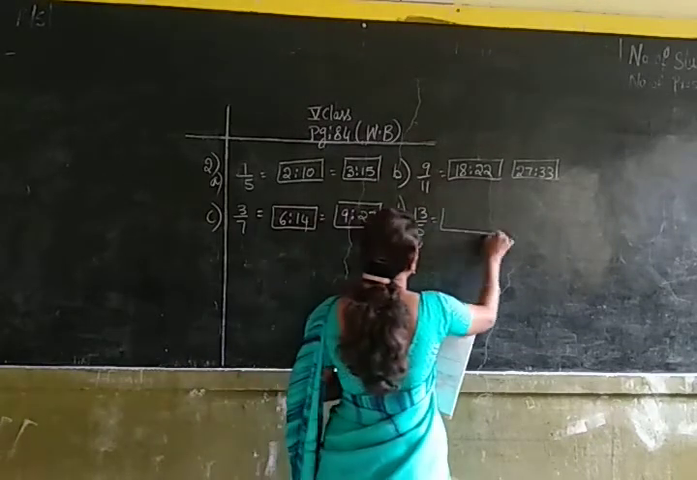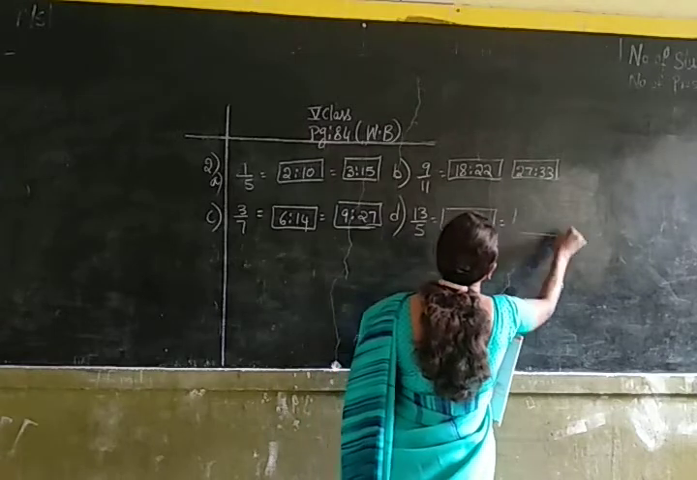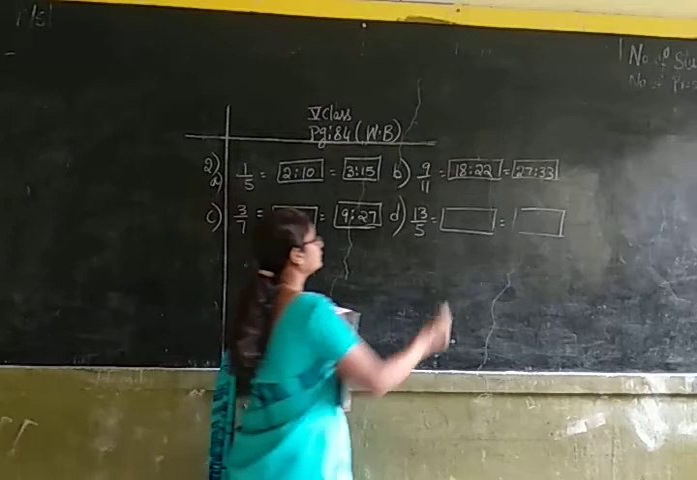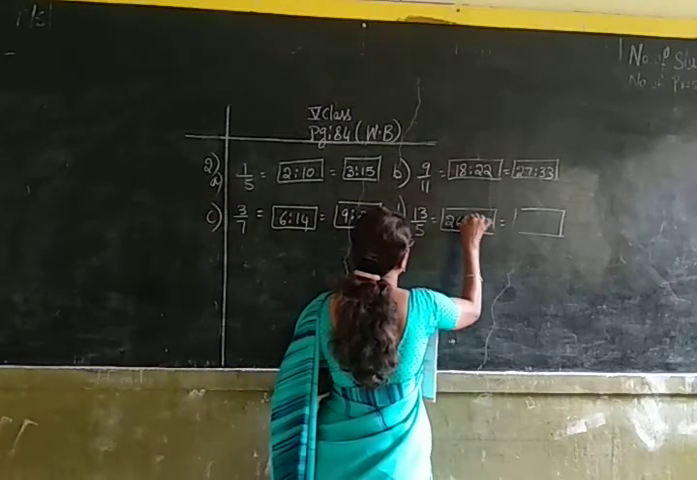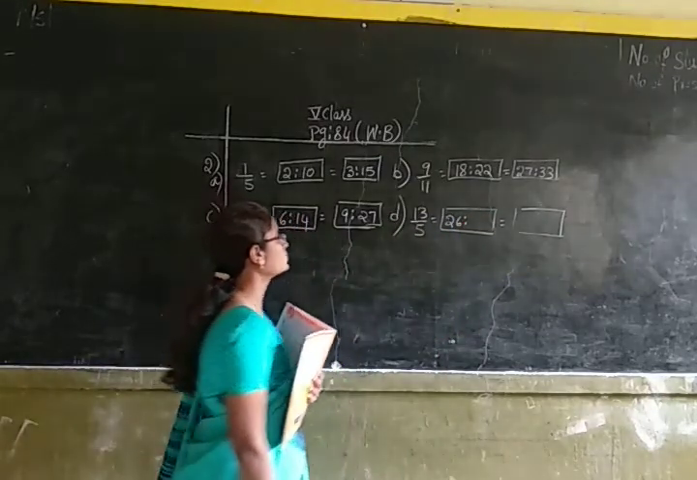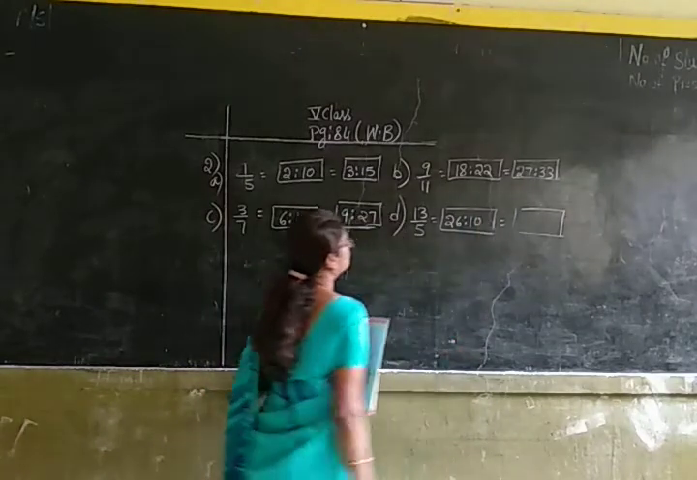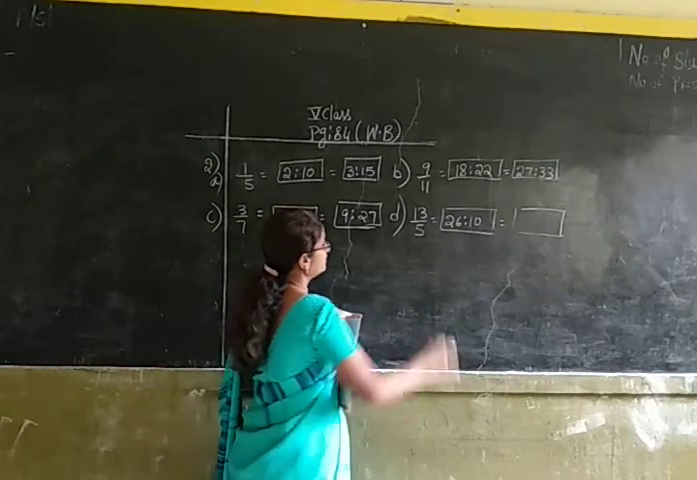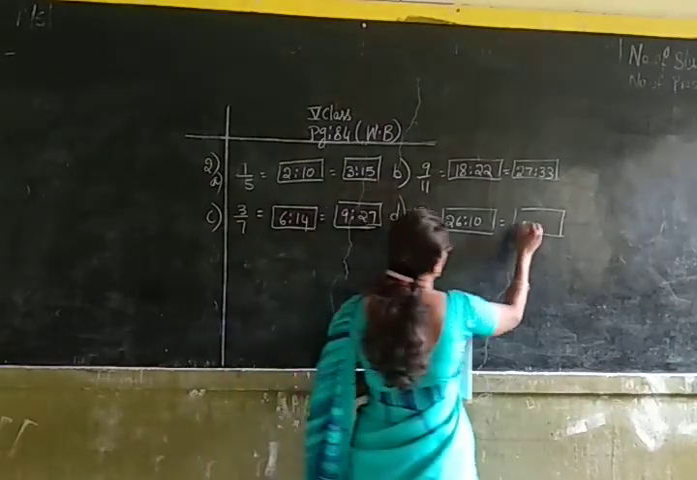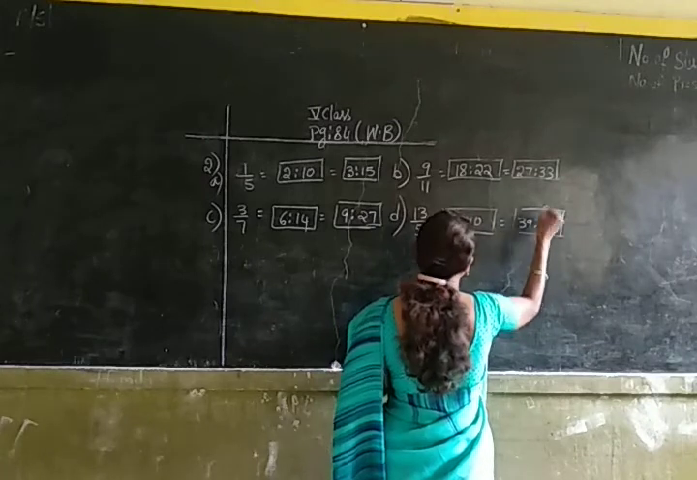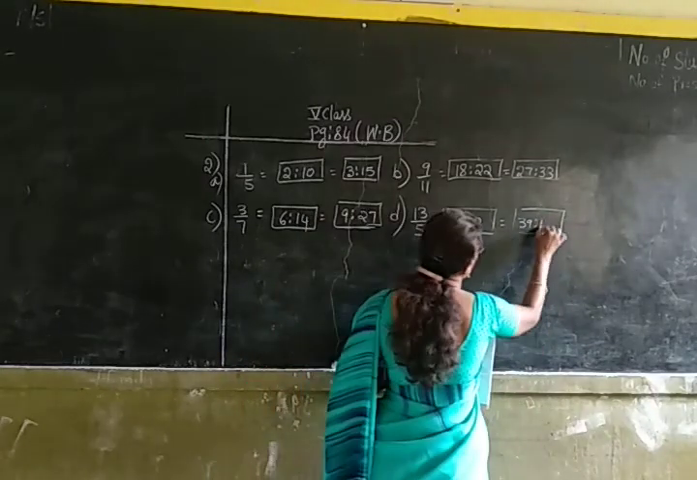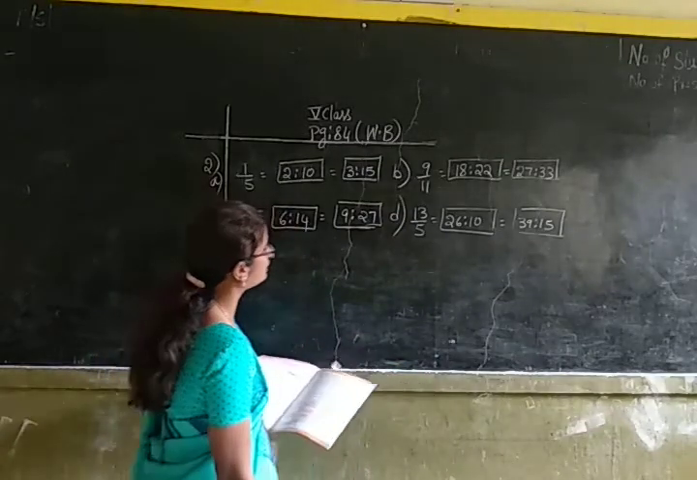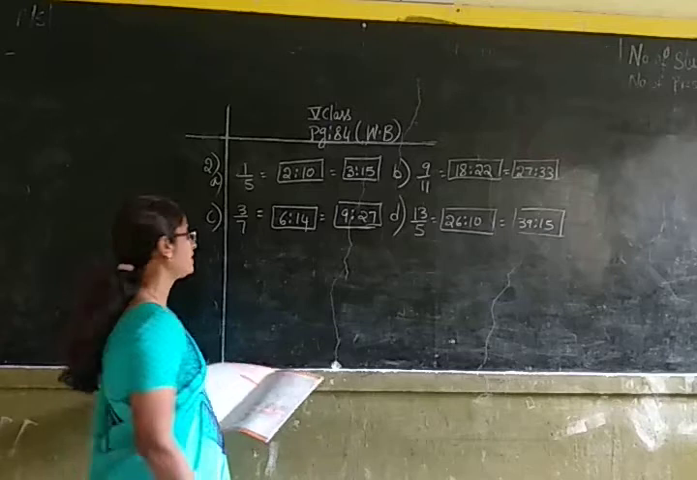So let us multiply 13 by 5 into 2 by 2 and 13 by 5 into 3 by 3. So 13 2s are 26, 26 is to 5 2s are 10. So now let us multiply 13 by 5 with 3 by 3. 13 3s are 39 is to 5 3s are 15. Okay children, 26 is to 10 and 39 is to 15 are the equivalent ratios for 13 by 5.